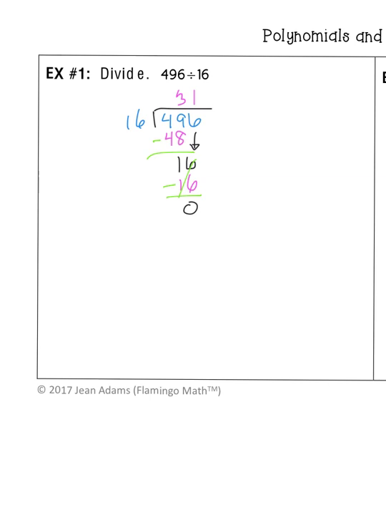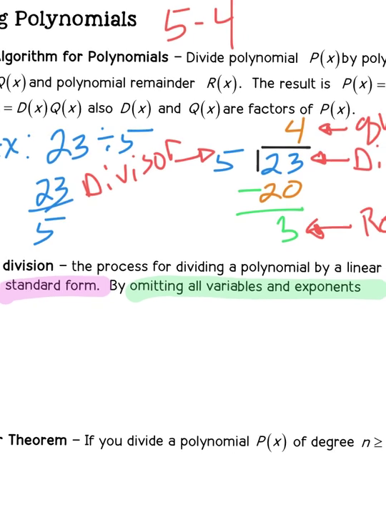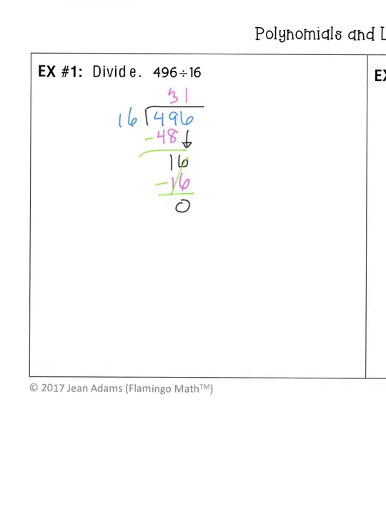What's nice to know is once you get 0 as a remainder, that tells you that 16 must be a factor of 496. When we did the problem at the very beginning, when we divided 23 by 5 and got a remainder, that means that 5 is not a factor of 23. So if you get a remainder of 0, then what you divided by must be a factor of what's underneath. So 16 times 31 is 496.